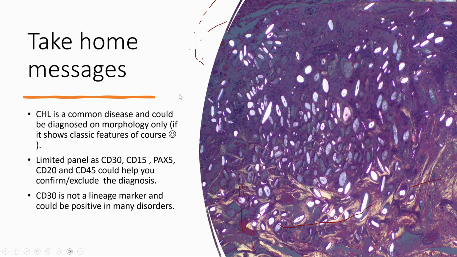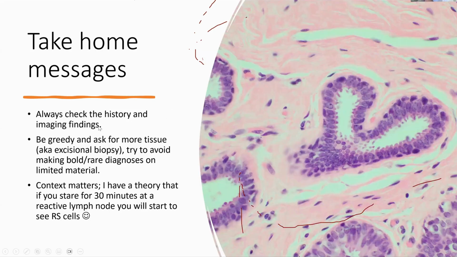So the take-home message is that classic Hodgkin lymphoma is a common disease and can be diagnosed on morphology if it shows classical features. A limited panel such as CD30, CD15, PAX5, CD20, CD45 can help confirm the diagnosis. CD30 is not a lineage marker, and it can be expressed even in some carcinomas, so be careful of calling something on CD30 alone. It has to be a panel. Always check the history and the imaging findings, and always be greedy. Ask for more tissue, basically excisional biopsies, and try to avoid making bold or rare diagnoses on just limited material.